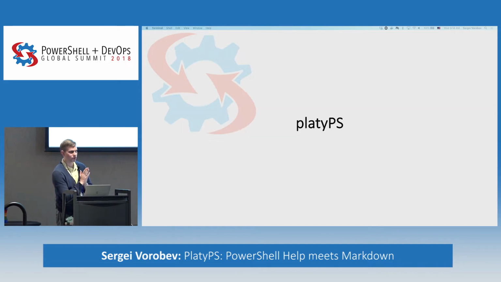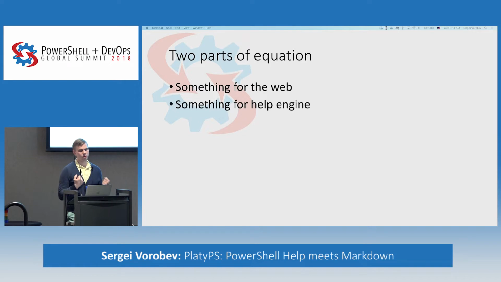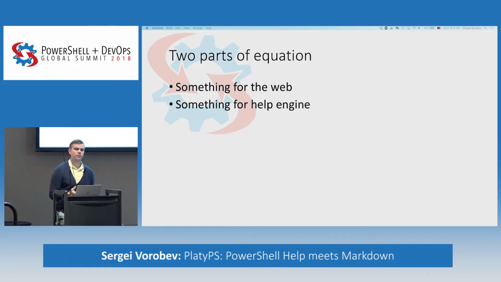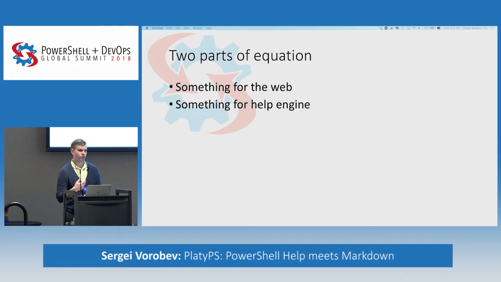OK, I hope I convinced you that we need a better story for all that. So let me introduce PlatyPS. It's a project that basically tries to solve all these problems I just outlined. So we have two parts of the equation. We want something for the web, and we want something that can be consumed by the help engine. And ideally, we just want one source for all that to avoid doing duplicated work or some synchronization.